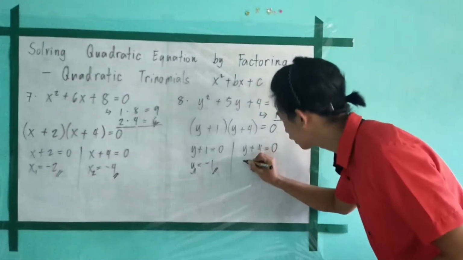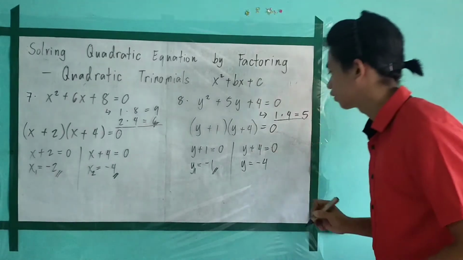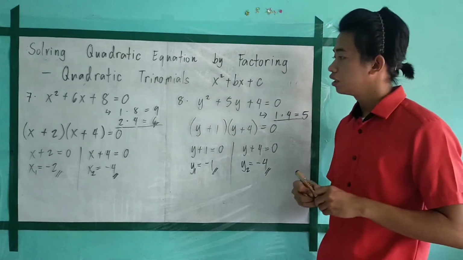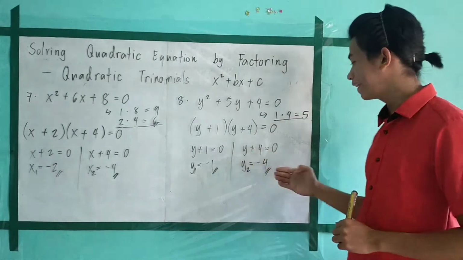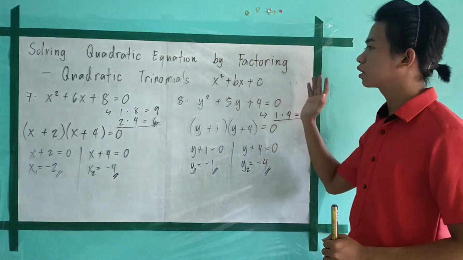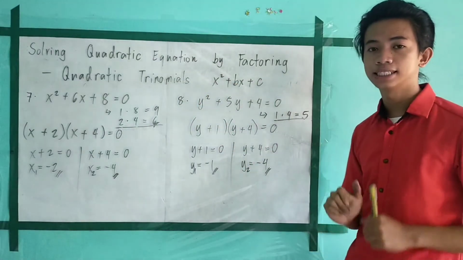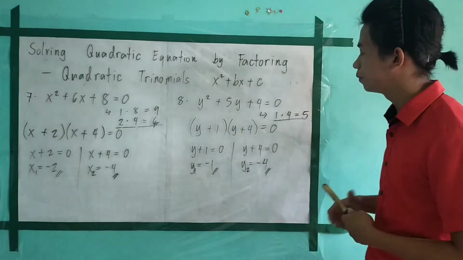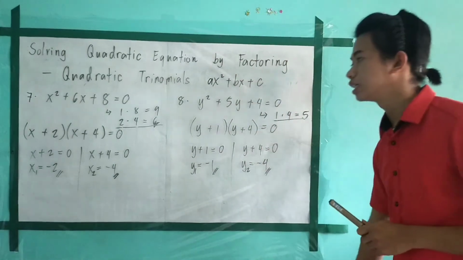Next, sa second solution tayo. Y is equal to, transpose positive 4, magiging negative 4. So, y sub 2, or the second solution, is equal to negative 4. Therefore, the solutions in this given problem are negative 1 and negative 4. That is solving quadratic equation by factoring using quadratic trinomials in the form x squared plus bx plus c. Next, let's proceed to quadratic trinomial in the form ax squared plus bx plus c.